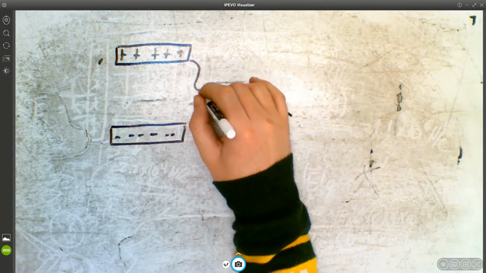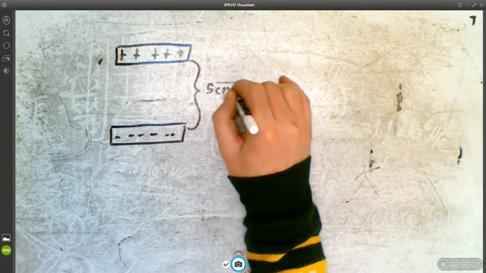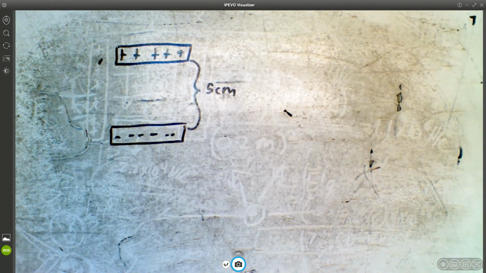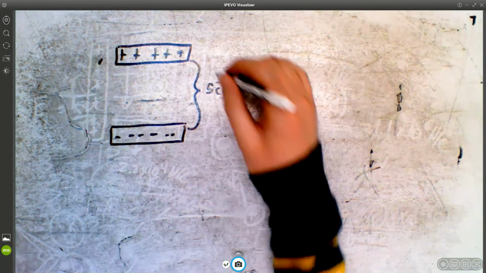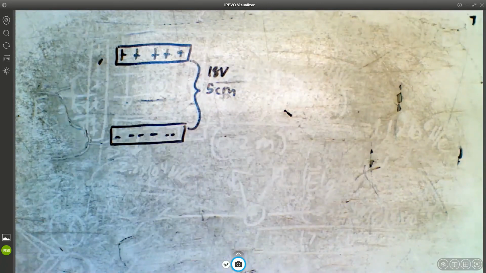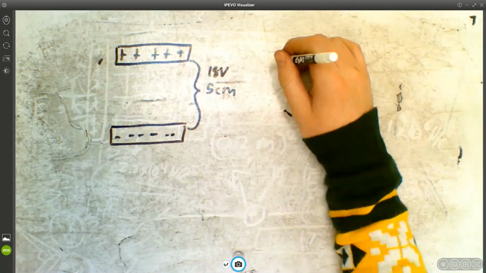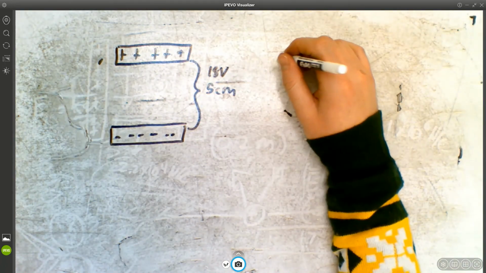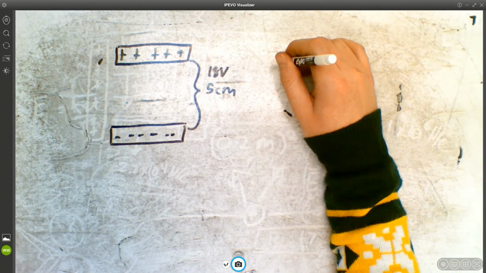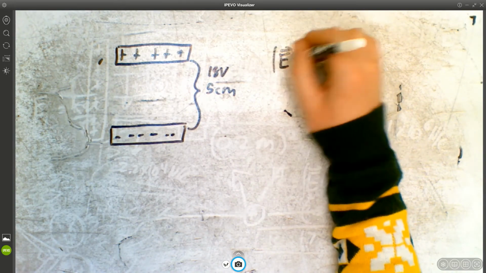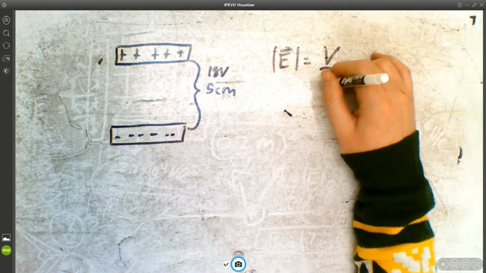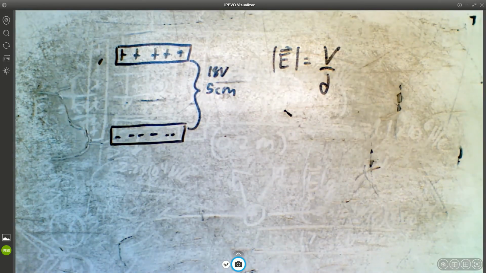Like that. Okay, and then it says that they are 5 centimeters apart, and the potential difference between the plates is 18 volts. So we have our new formula where electric field is equal to voltage over distance. So this one is nice and easy. We can just use that one to figure it out.